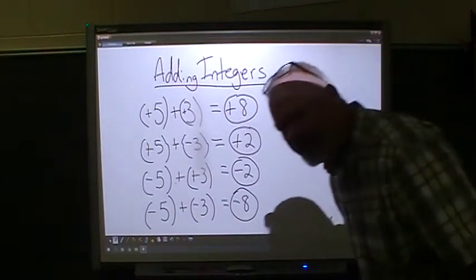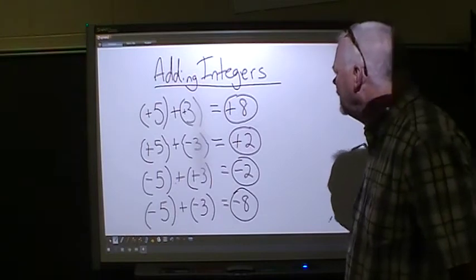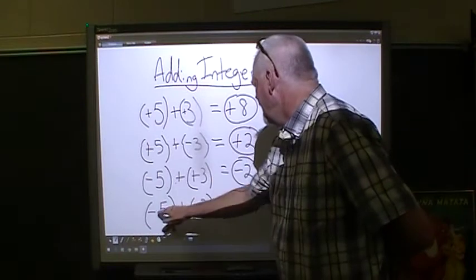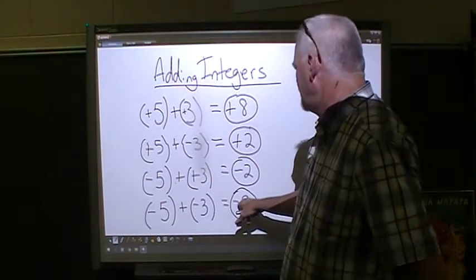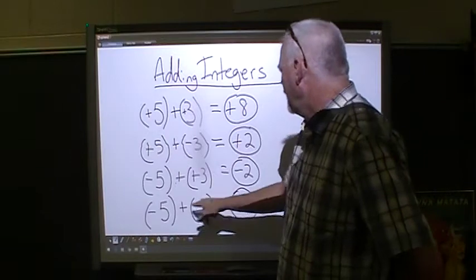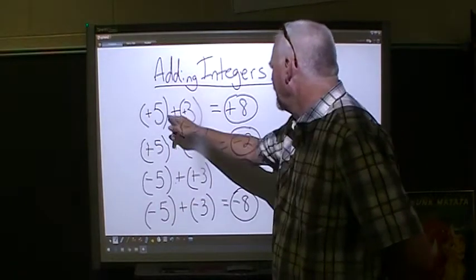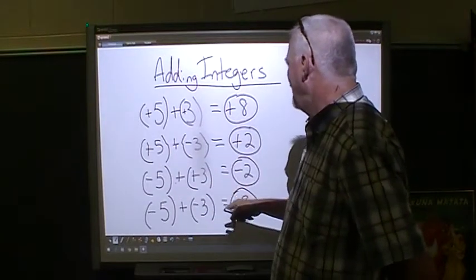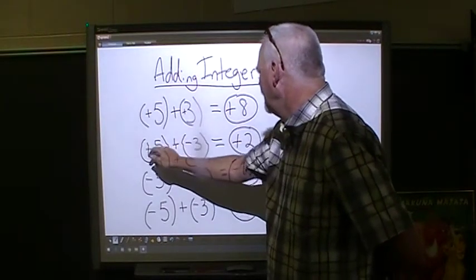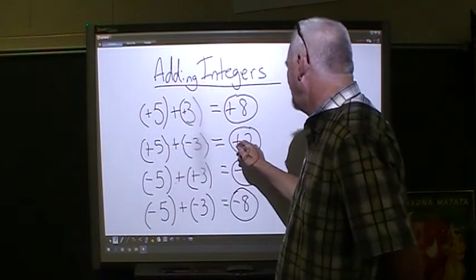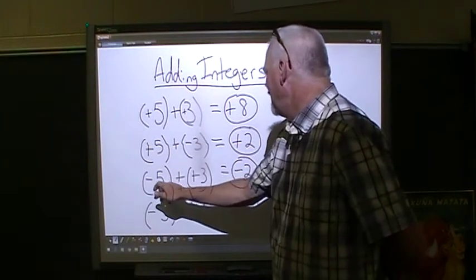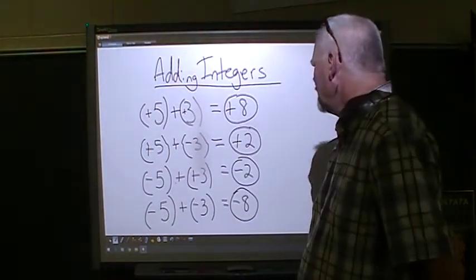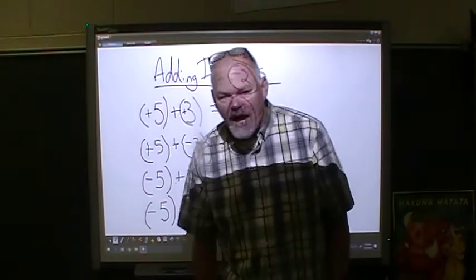All right. Let's step back here a second, guys, and see if we can find a pattern. Same signs, we kept the sign, didn't we? If the signs are the same, the answer was going to be that. So a negative plus a negative, negative. Positive plus positive, positive. This one, the signs are different. Whichever one was the bigger number, 5 is bigger than 3, that's what the answer was. That's why that one ended up positive 2. This one, the 5 is bigger than the 3, and that means the answer is going to be negative.